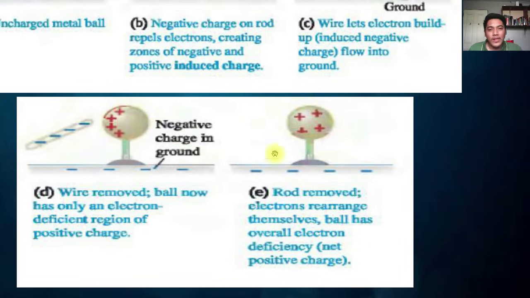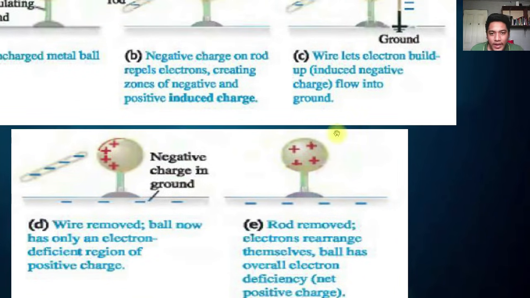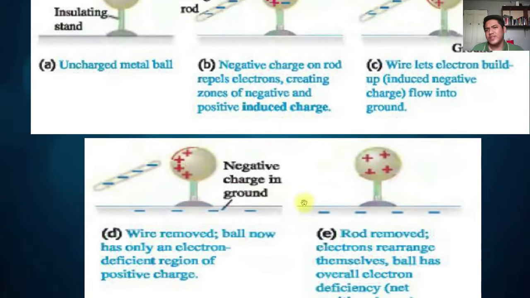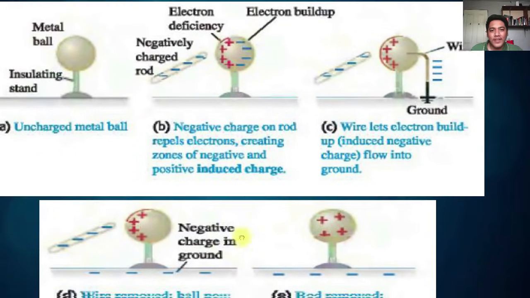Okay, so what happens is that we now have a positively charged metal ball. The electrons rearrange themselves. The ball has an overall electron deficiency, a net positive charge. Do you understand that? So that's the concept of induction.